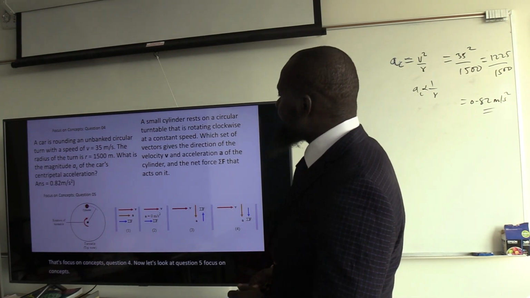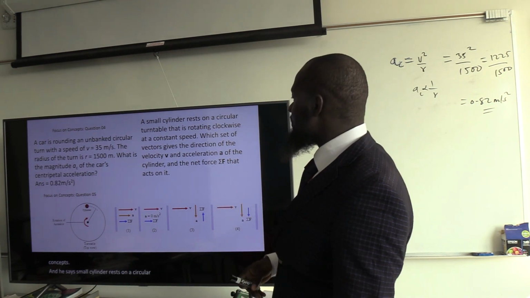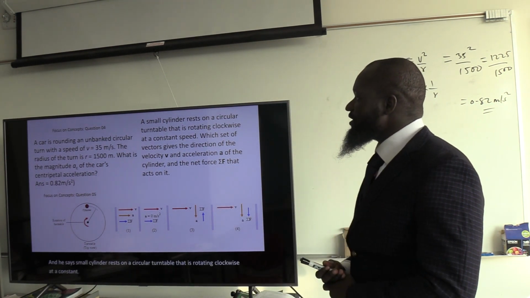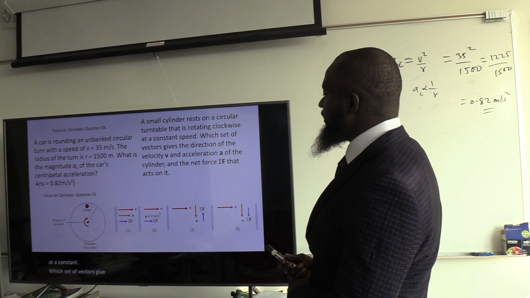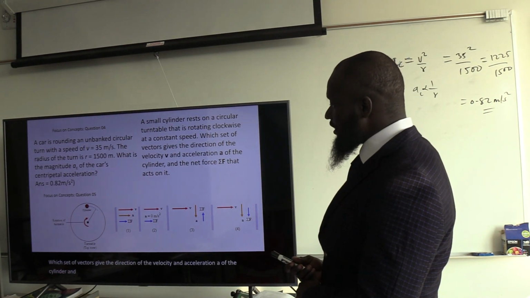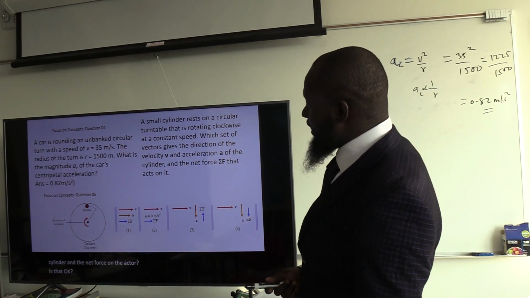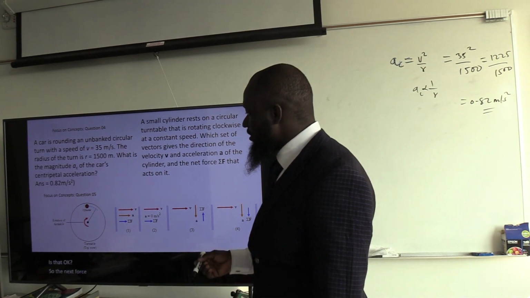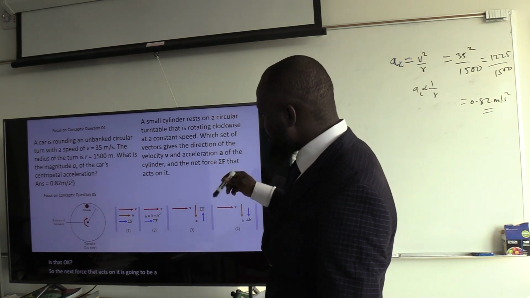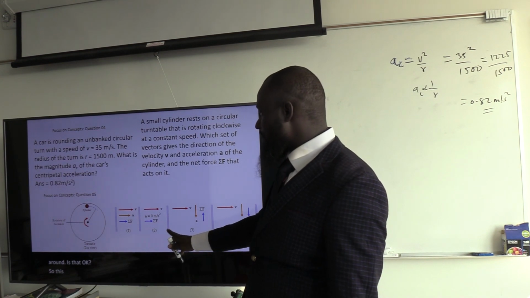It says a small cylinder rests on a circular turntable that is rotating clockwise at a constant speed. Which set of vectors gives the direction of the velocity v and acceleration a of the cylinder and the net force that acts on it? The net force that acts on it is going to be a downward force as it's going around. So not this one, not that one.